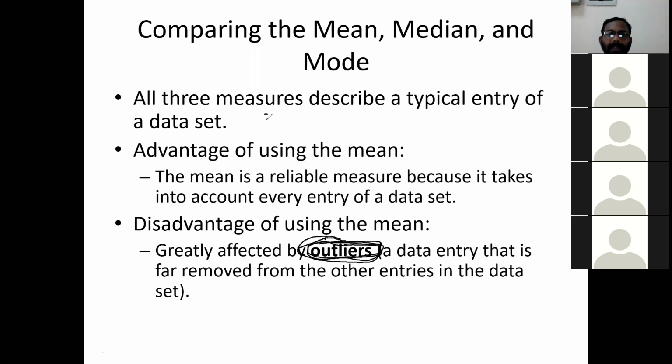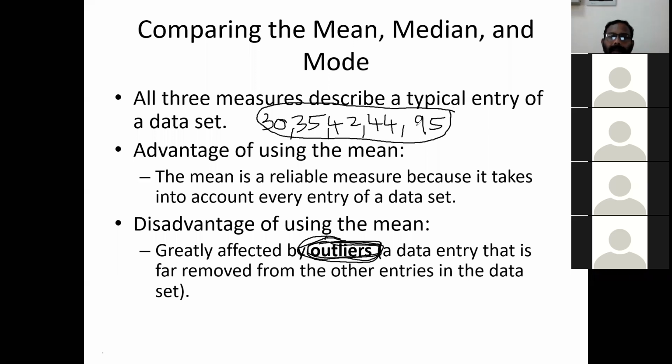right? Marks of 5 people, you see, I have 30, 35, 42, 44, 95. Tell me, marks of 5 students. Can you tell me here, can we find any outliers? 95. Why? You are right. It is more. Yes, that value is farthest from the other values. Those are below 50, and this is 95. Yeah.